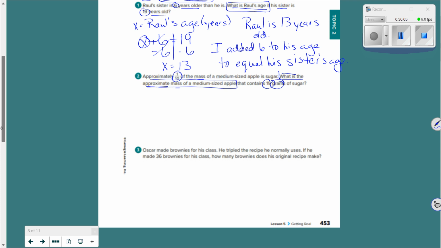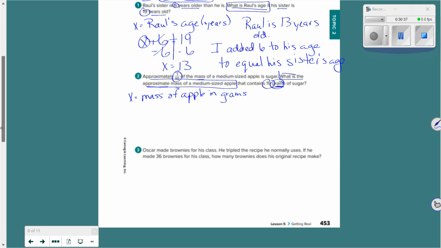When you're doing equations and variables, that's the most important thing you can do. Because I have just now identified my variable. What is it I'm trying to find? What don't I know? The mass of the apple. So now I'm going to make that my variable. So I'm going to say my x is mass of apple. And you always want to be as specific as you can. They've given us a unit of measure. So I'm going to say in grams.